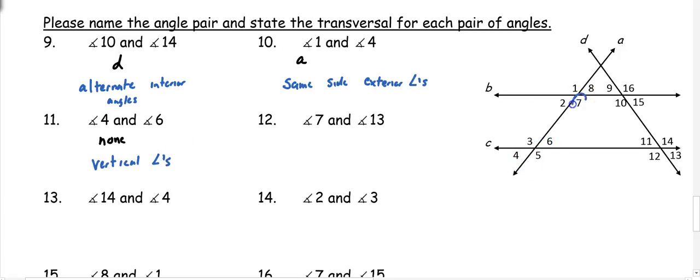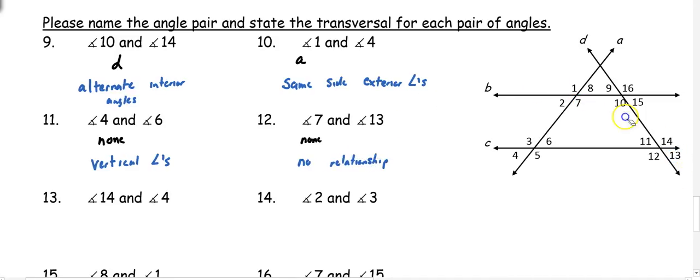Number 12, 7 and 13. 7 and 13 do not share a common line, and they're not in the same group, which means that they have no transversal. They also have no relationship then. If they're not in the same group or share a common line, they can't have a relationship with each other.